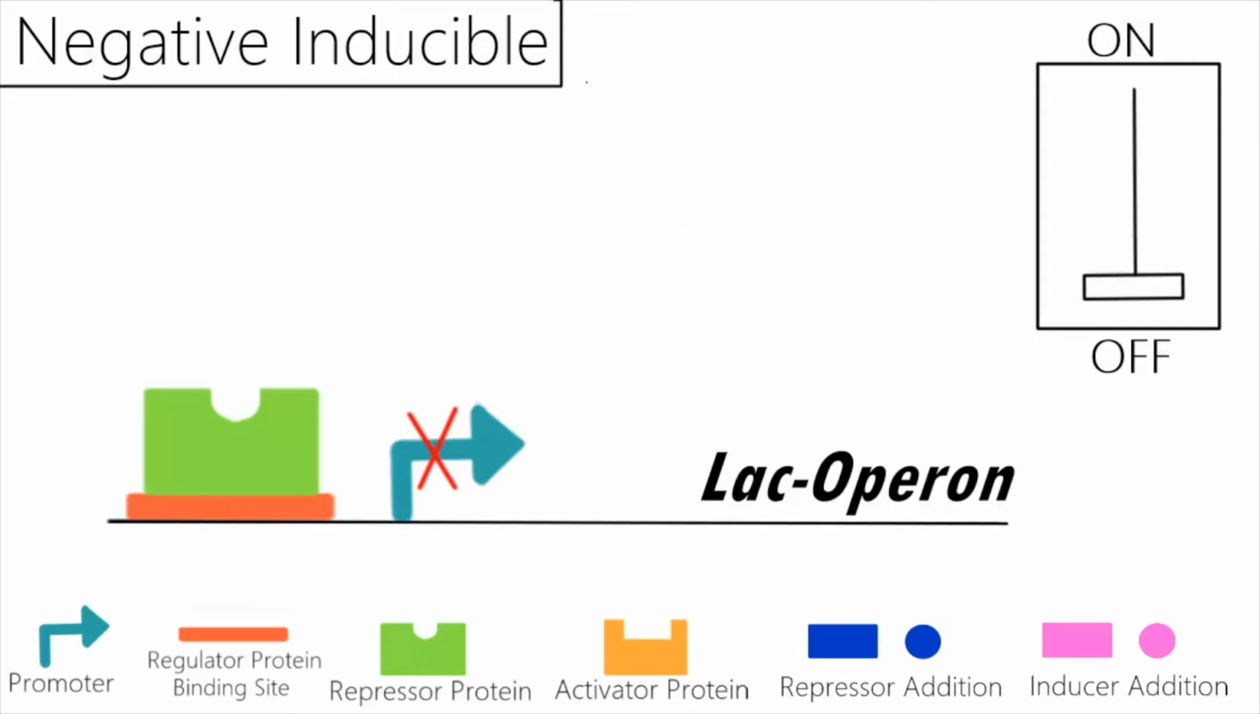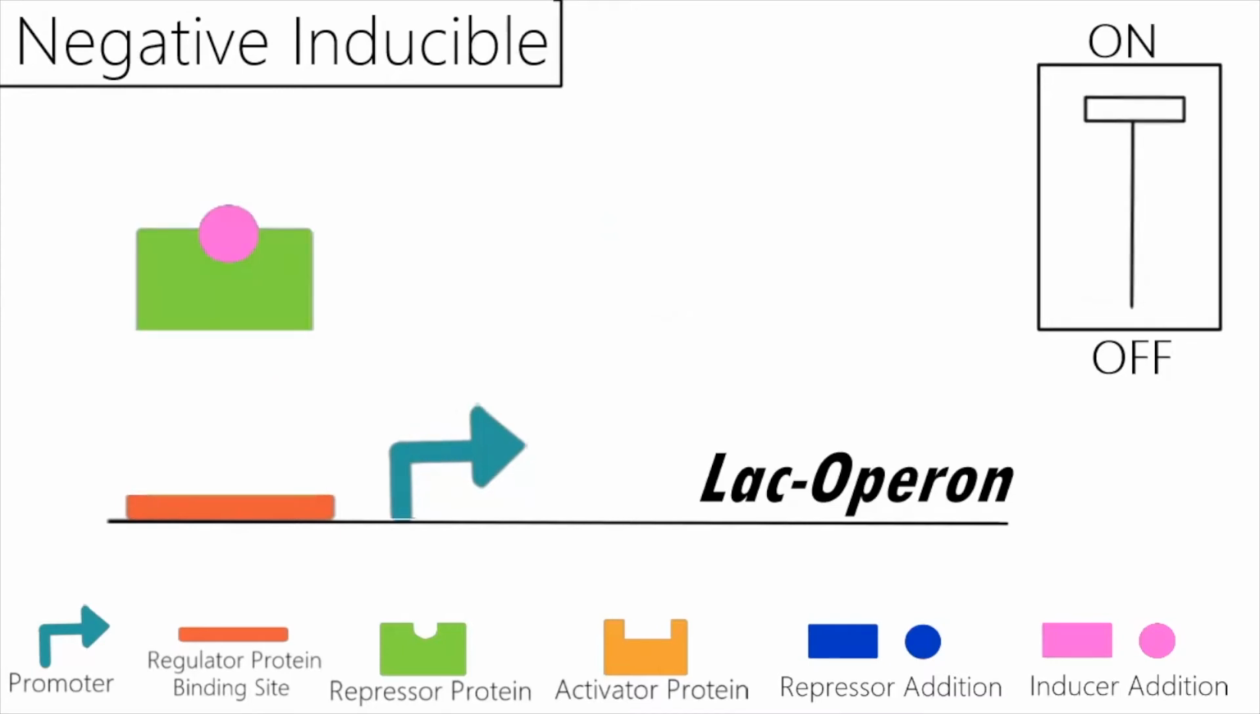Negative inducible control takes place when a ligand, called the inducer, binds to the operator, causing it to be released from the operator, which activates transcription. This type of control is exhibited by the lac operon mentioned earlier in this video. Normally, there's a repressor bound to the lac operator. However, in the presence of allolactose, the repressor detaches from the DNA and allows the gene to be transcribed.